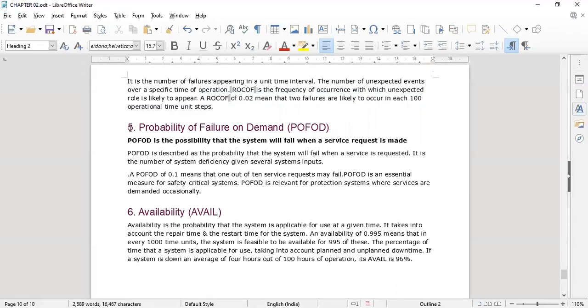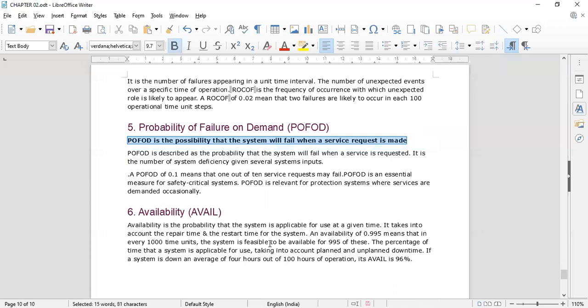Next is probability of failure on demand. What does probability of failure on demand mean? Suppose a particular transaction is demanded by the customer. At that time, how many of them are smoothly given without any failure? This is called probability of failure on demand. The short form is POFOD. It is the possibility that the system will fail when a service request is made.